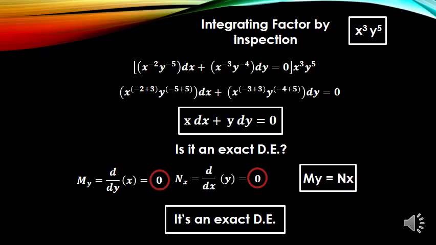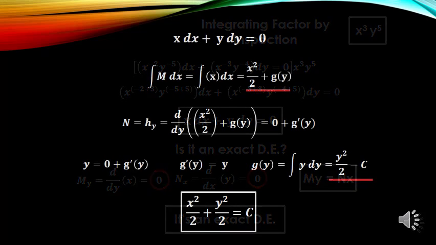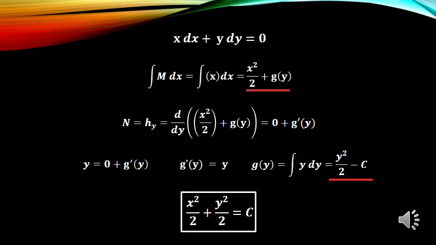We use the form ∂M/∂y = ∂N/∂x again to check if our equation was exact. Now both derivatives are the same, so it's an exact differential equation, and we proceeded to solve it. We integrated M with respect to x, and we obtained x^2/2 plus a function of y. After that, we differentiate the integrated solution with respect to y, and we equalize it to N.